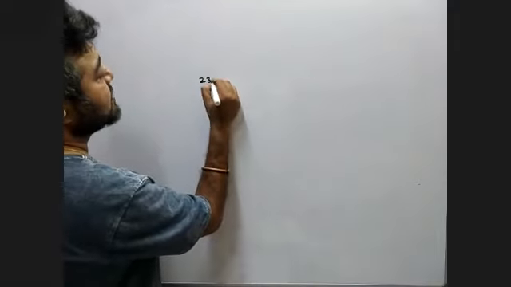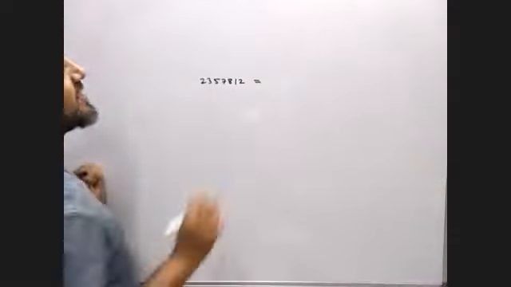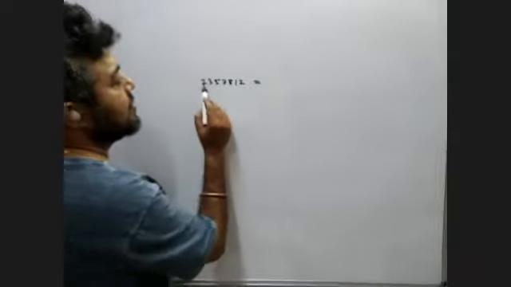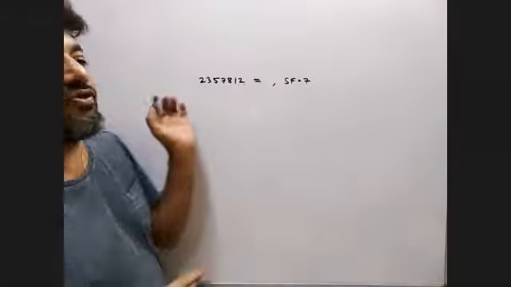So the first rule is that all non-zero digits are significant figure. Everyone, you understand? I repeat, all non-zero digits are significant figure. So if we write 2, 3, 5, 7, 8, 1, 2, tell me how many significant figure you have. Sir, 7. Yes: 1, 2, 3, 4, 5, 6, 7. So my significant figure is 7. If you have non-zero digits, they all are significant figure. Understand the first rule? Yes, sir.